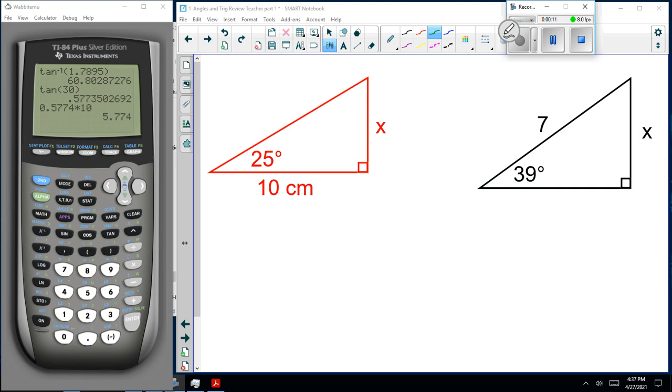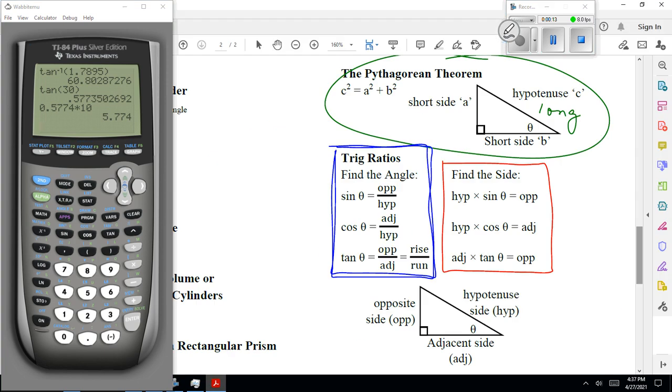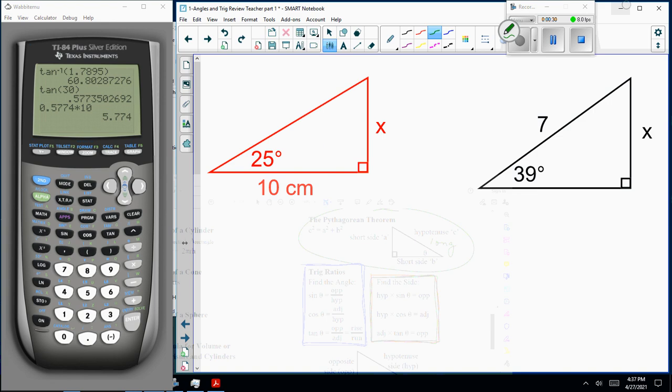Part 4, I believe. Now, just want to remind you here, we are finding the side. With the trig ratios, we're either finding the ratios or we're finding the sides. Finding the sides, we're using this version of the formula. So keep your formula sheet handy, as I can't remember. So let's solve for x here.